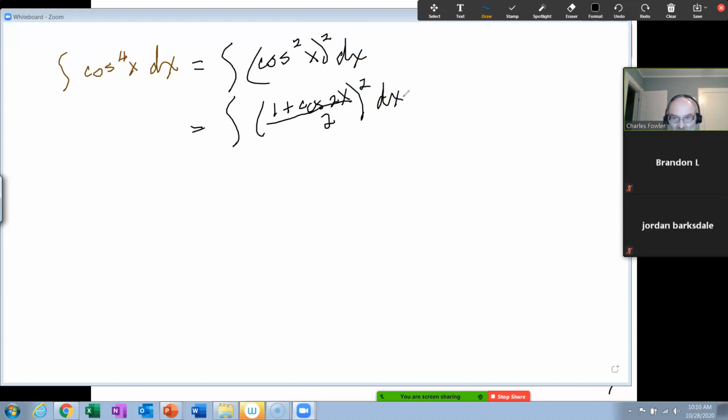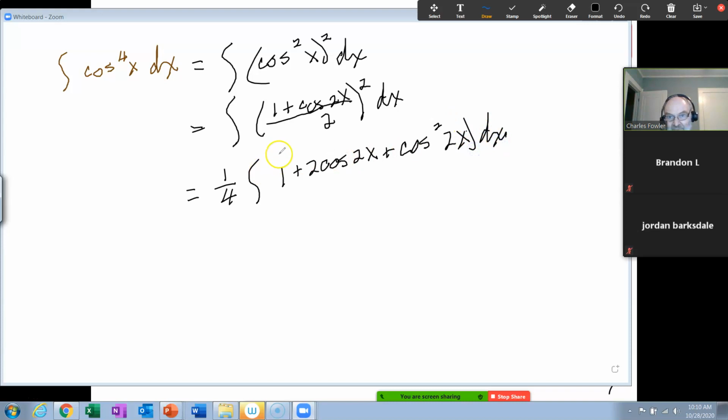Now, what are we going to do with that? Well, one thing we're going to do, since this is a constant here, the 2 in the denominator, but you're squaring it, let's pull that 1/4 outside. That 2 squared, pull it on the outside. Okay, now what we have left here is a square of a binomial. So that's 1 plus 2 cosine 2x plus cosine squared of 2x. Okay, I hope you remember how to square a binomial, and that's the dx then.